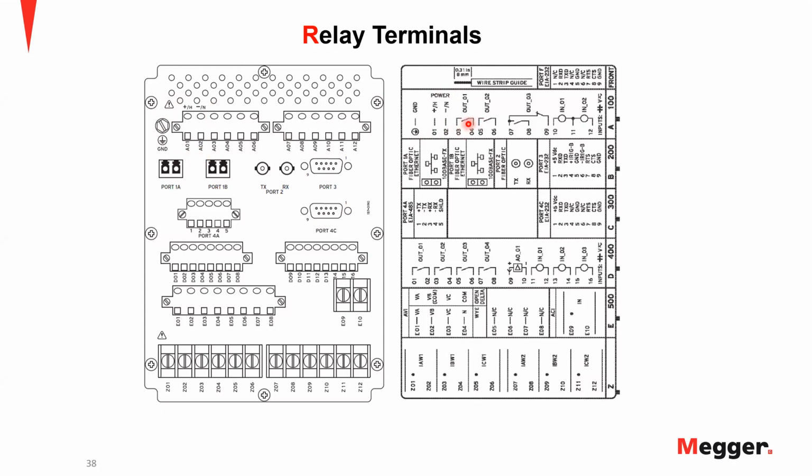Similarly, there are some output contacts present in this terminal block. So we can use any of these output contacts for testing. And if you look at the bottom of the screen here, we have the current inputs for winding 1 and winding 2, which means we'll be making connections on the bottom terminals on the relay today.